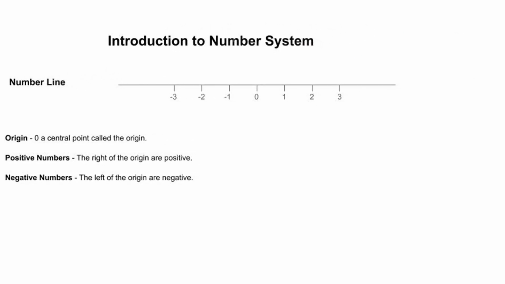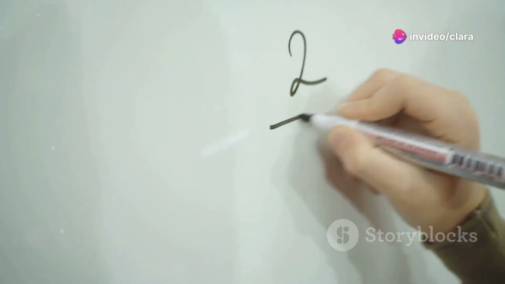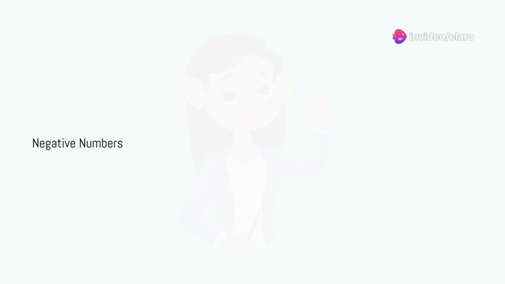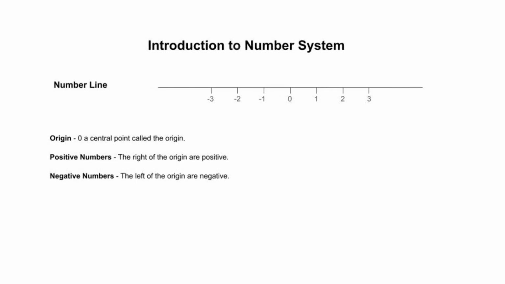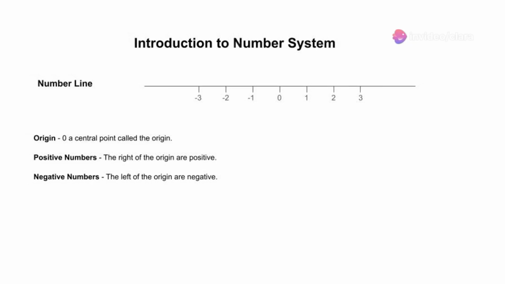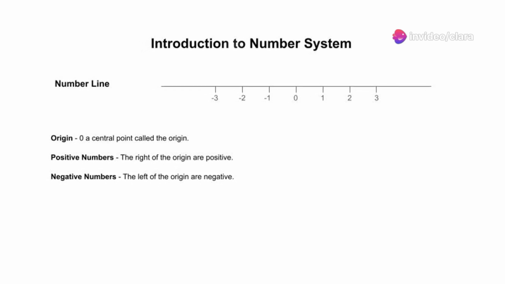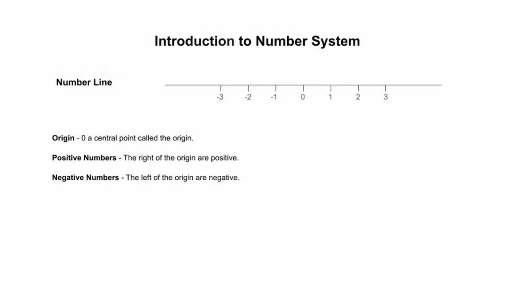The numbers to the right of the origin are positive. They represent values greater than 0. For example, 1, 2, 3, and so on. But what about the left side of the origin? What do you think these numbers represent? Negative numbers? That's correct. The numbers to the left of the origin are negative, representing values less than 0, such as -1, -2, -3, and so forth.